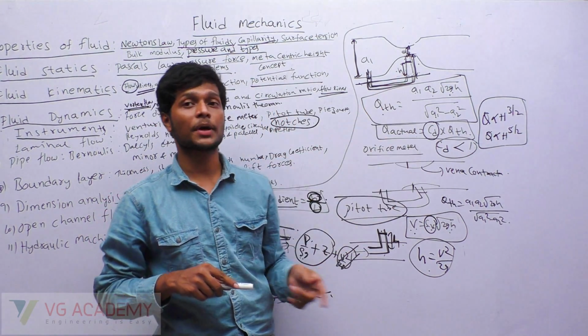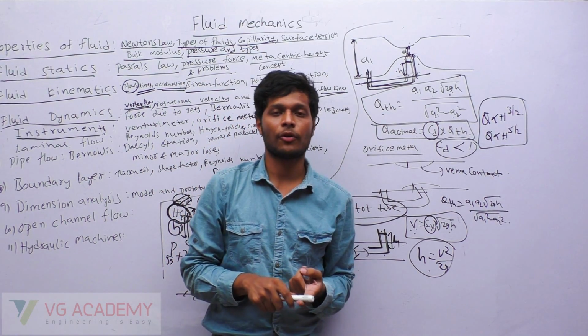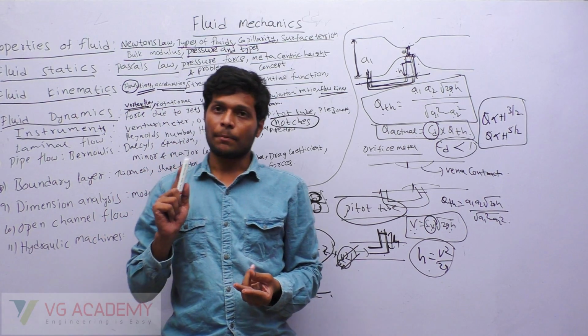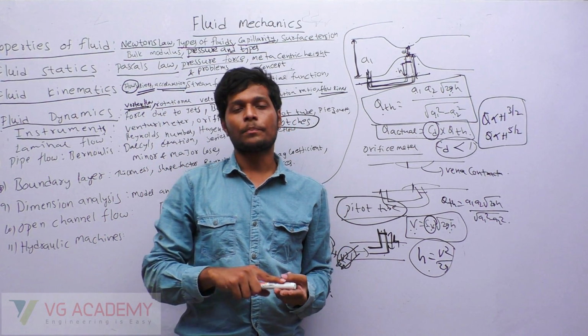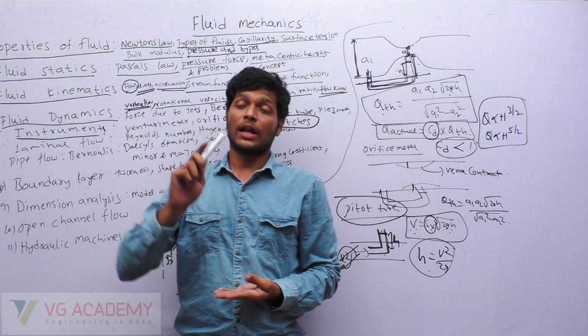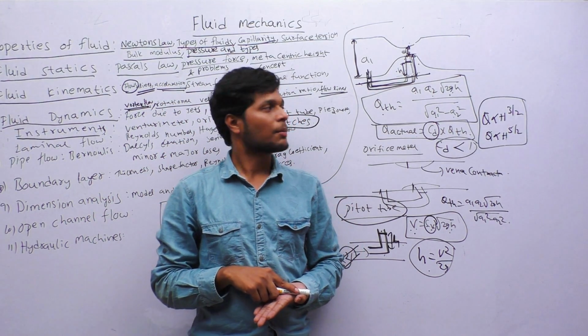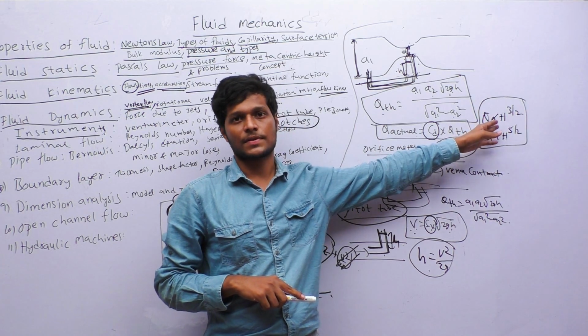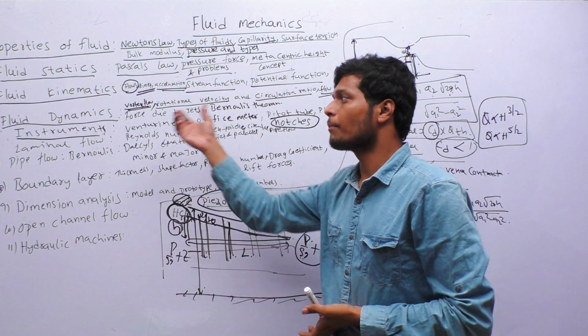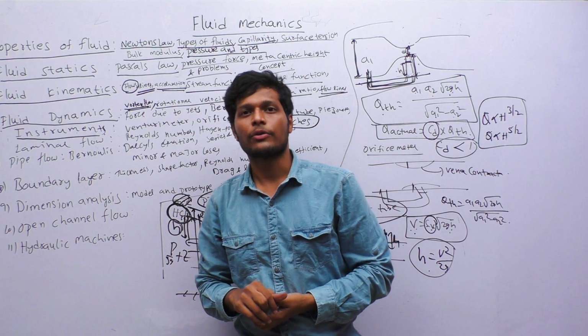Here, the discharge in pipes can be found by venturimeter and orifice meter, and velocity in a pipeline can be found by pitot tube, and piezometric head can be found by piezometer, and discharge in channels can be found using notches. Okay, notches and also weirs. Okay, so those are some important instruments that we have to remember.